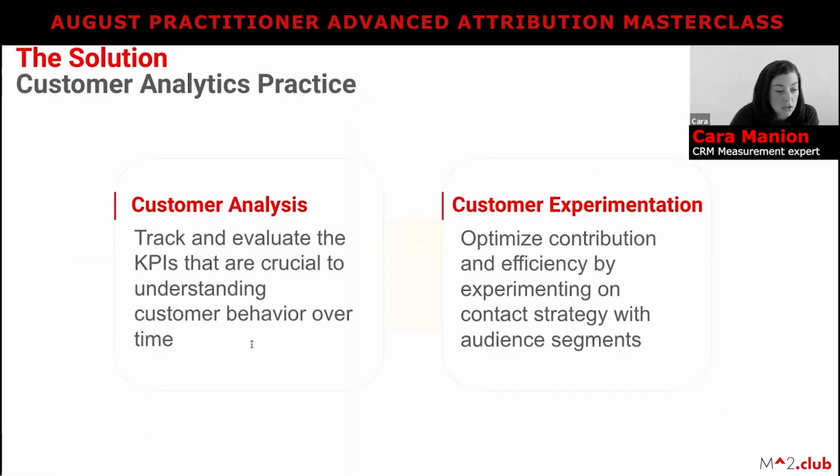Okay, so the solution that we found really works when it comes to consulting with clients is having a two-pronged approach to the customer analytics practice. So this is having a customer reporting or customer analysis prong, and the second one is customer experimentation. Reporting is truly just what it sounds like. You're tracking and evaluating the KPIs that are crucial to understanding buying behavior across your house file.